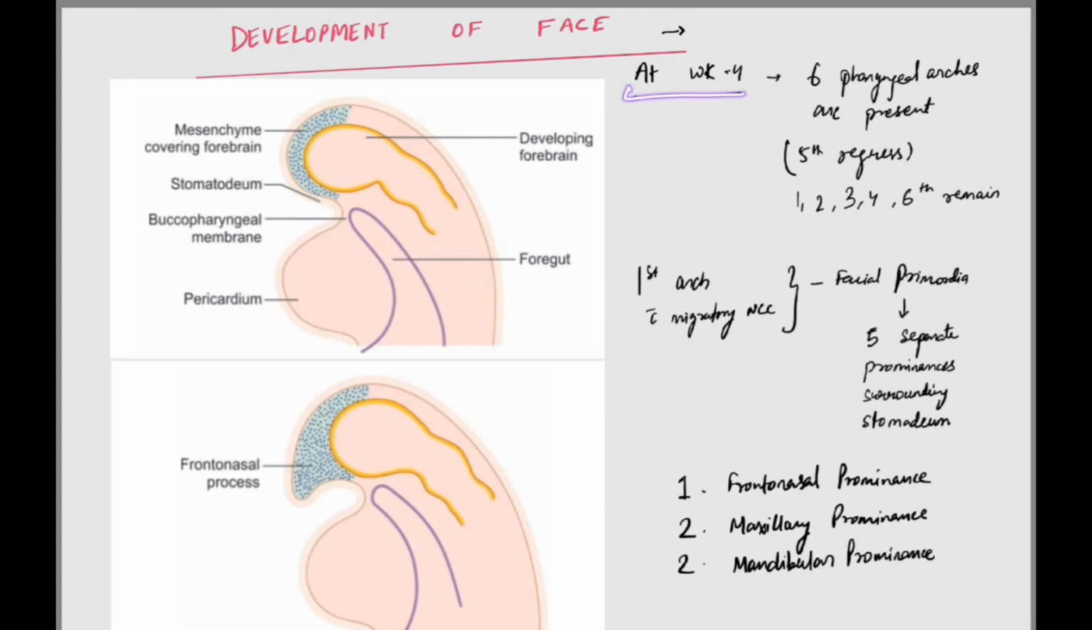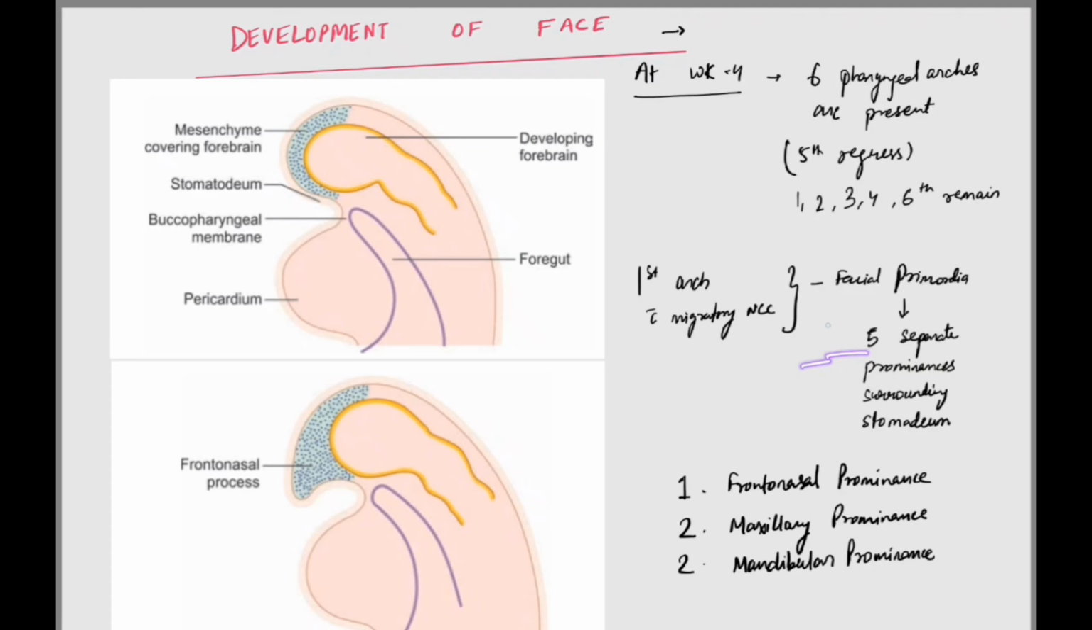At week 4 there are 6 pharyngeal arches present. The 5th pharyngeal arch regresses, and there remain the 1st, 2nd, 3rd, 4th and 6th. The first pharyngeal arch along with the migratory neural crest cells forms the facial primordia, which forms 5 separate prominences surrounding the stomatodeum. So this is the stomatodeum, this is the developing forebrain, and this is the developing heart.